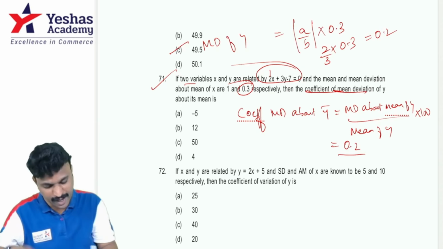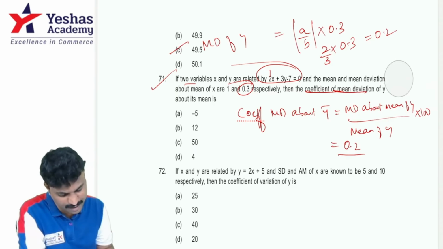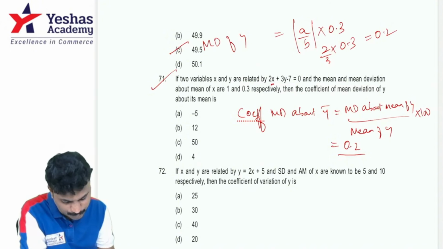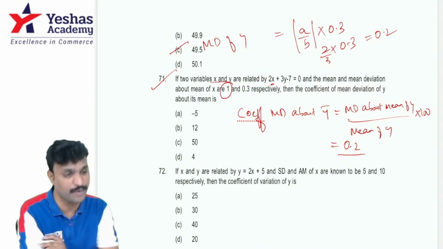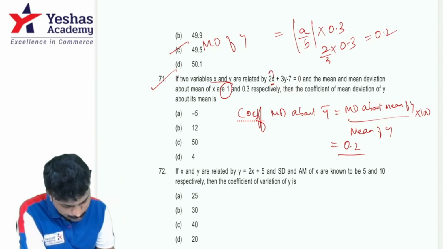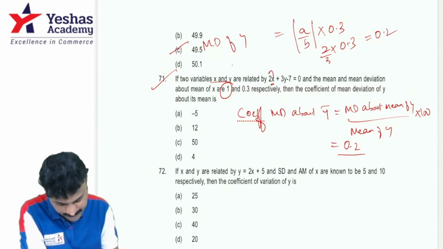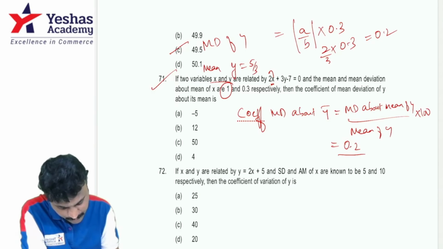Now mean of y. Guys, arithmetic mean is a central tendency measure. For a central tendency measure, I have to make use of the entire equation. In this equation, I have to plug in x value as mean of x. What is mean of x given? 1. So 2 into 1 is 2. 2 plus 2 minus 7 is minus 5. Minus 5 goes to the other side, becomes plus 5. So 3y equal to 5. Y is equal to 5 by 3. So mean of y is 5 by 3, which is 1.6666.